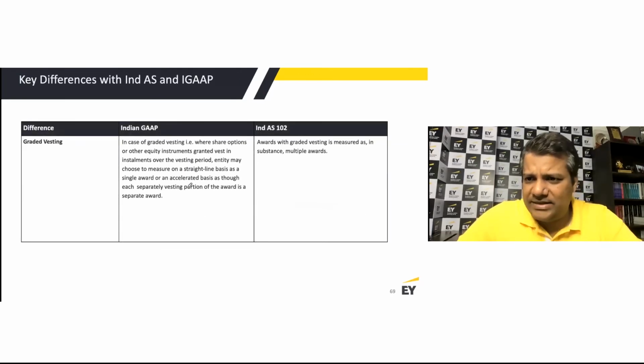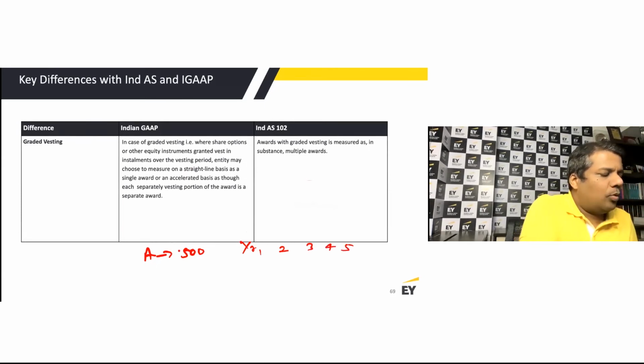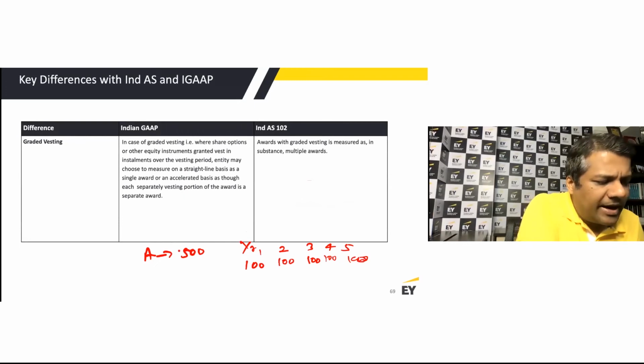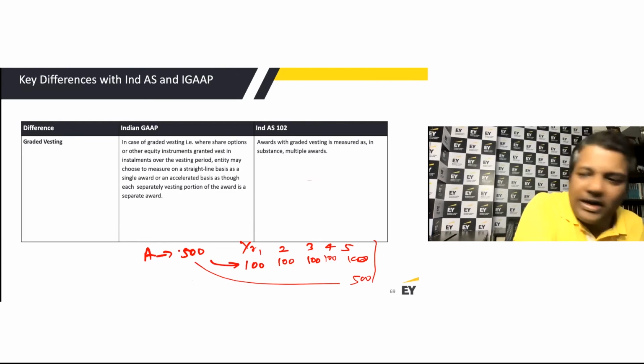If there is graded vesting, we've not talked about it in detail, but I'll just explain it to you. Let's say there are 500 options granted to an employee A, and they will vest over 5 years, year 1, 2, 3, 4, 5. What the arrangement says here is 100 will vest every year. This is called graded vesting or staggered vesting. So there are two ways it can vest. Either 100 will vest every year, or 500 will vest at the end of 5 years. These are two types of arrangement, a graded vesting or a bullet vesting, okay?